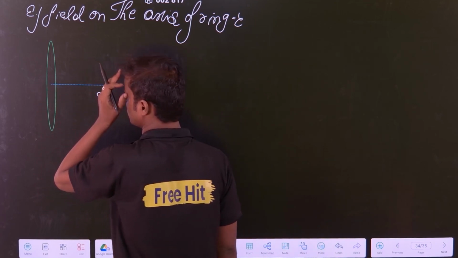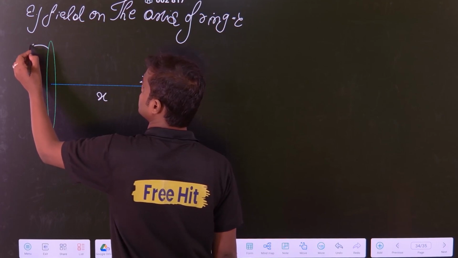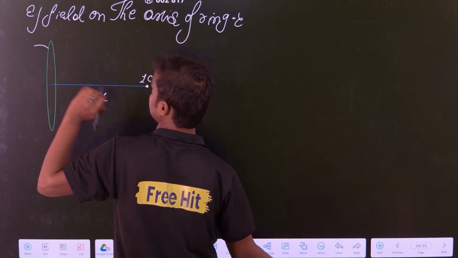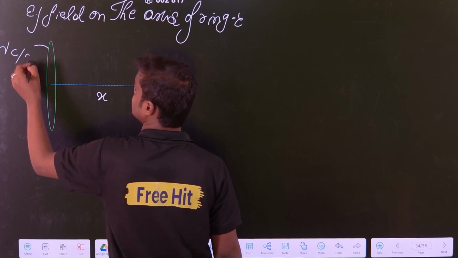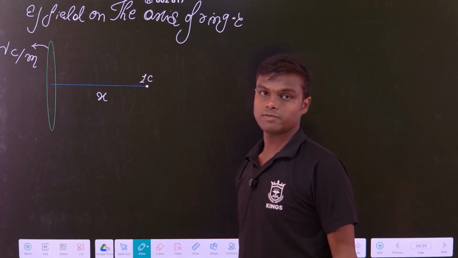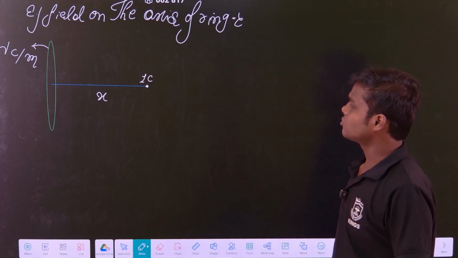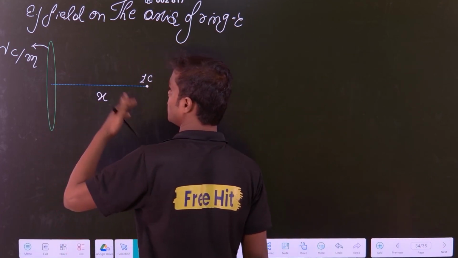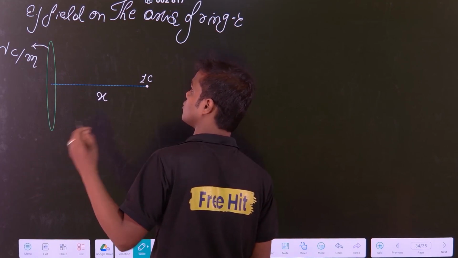So what is the concept? Here will be sigma, lambda or rho. It will be lambda because it is length. I am just testing whether you are attentive in the class or not. So that is lambda coulomb per meter. Now, can we apply the formula directly? Answer is no. Why? Because it is not a point charge.